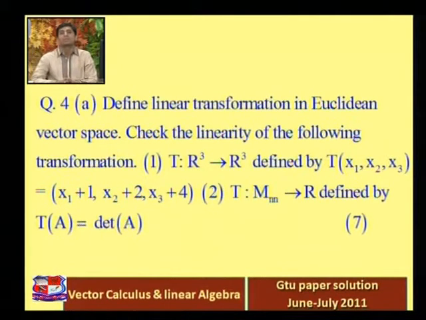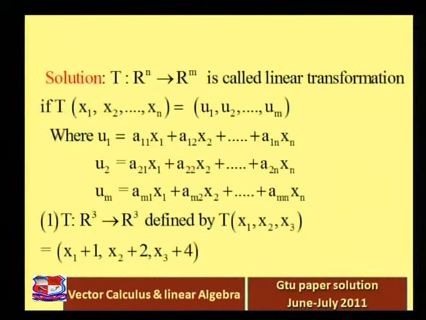So first we want to define linear transformation for a particular Euclidean vector space, and this question was asked for 7 marks in the GTU question paper. Okay, let's try to solve. T from Rn to Rm, because we have defined linear transformation for Euclidean vector space, so that's why our map is from Rn to Rm. Otherwise you can take T from V to W, but here particular V is equal to Rn and W is equal to Rm.